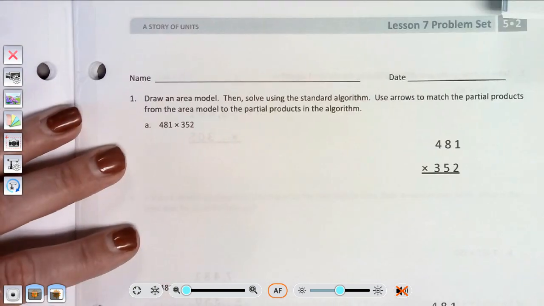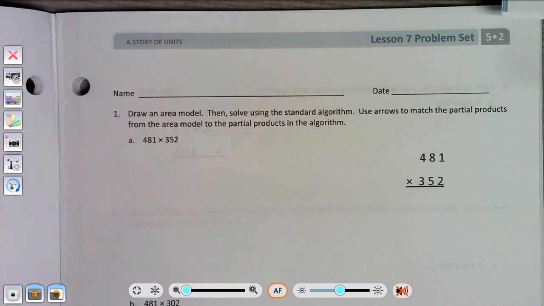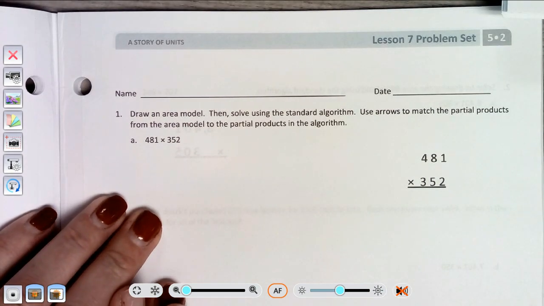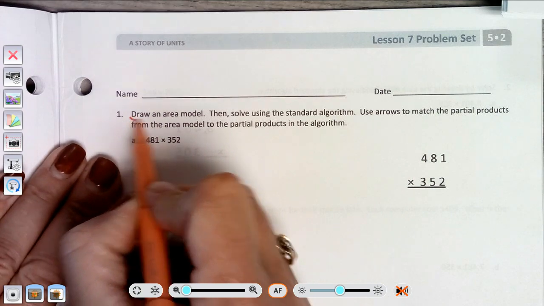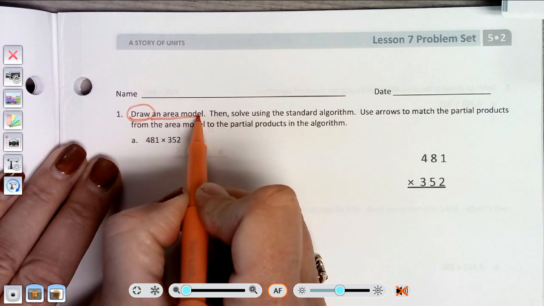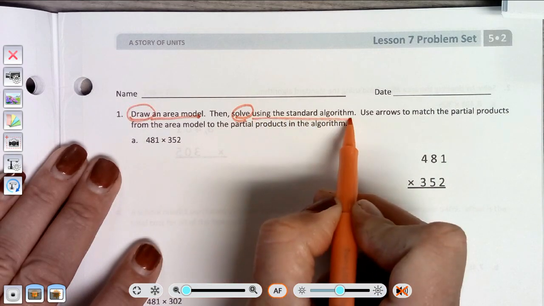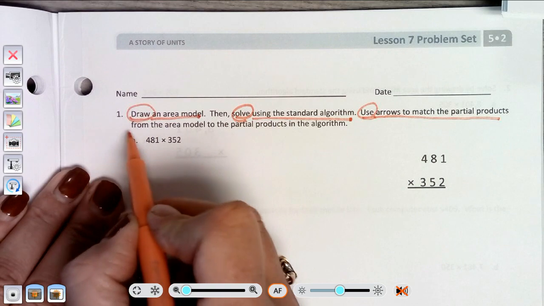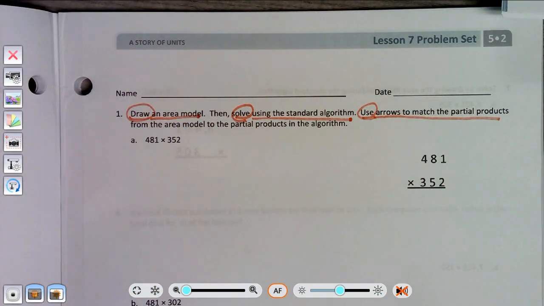Hey, fabulous fifth graders. Watch me as I show you what I want you to know how to do today. First off, I know you've already done some of lesson 7, but I want to make sure that you specifically understand what we're trying to do today. Look, they're asking us to draw an area model. Then they're asking us to solve using the standard algorithm. They all want us to use arrows to match the partial products. So there are 3 different things they're asking us to do in lesson 7.